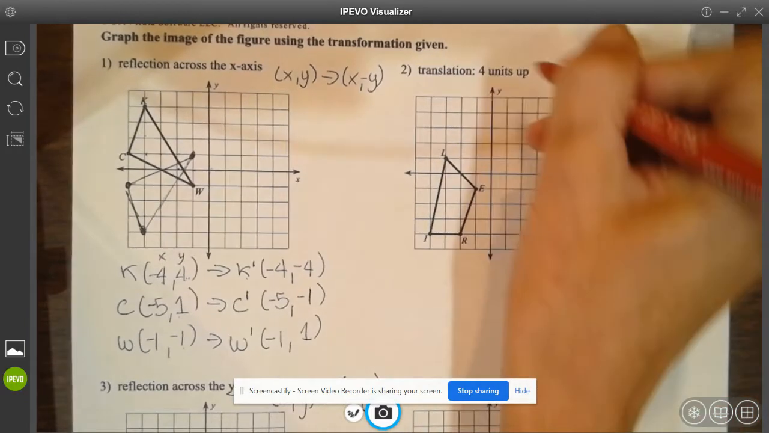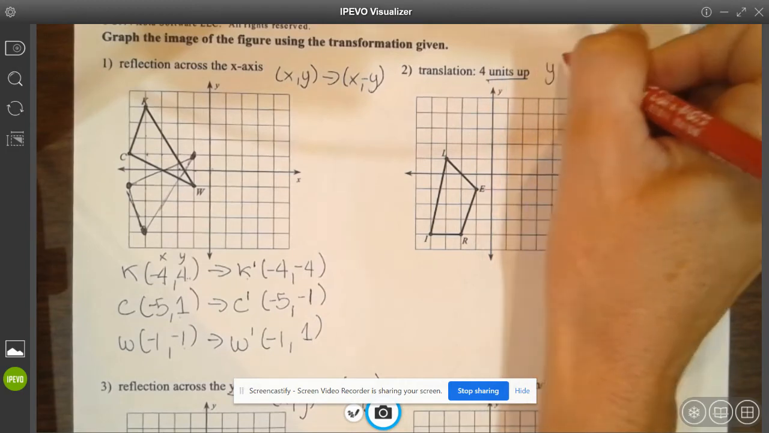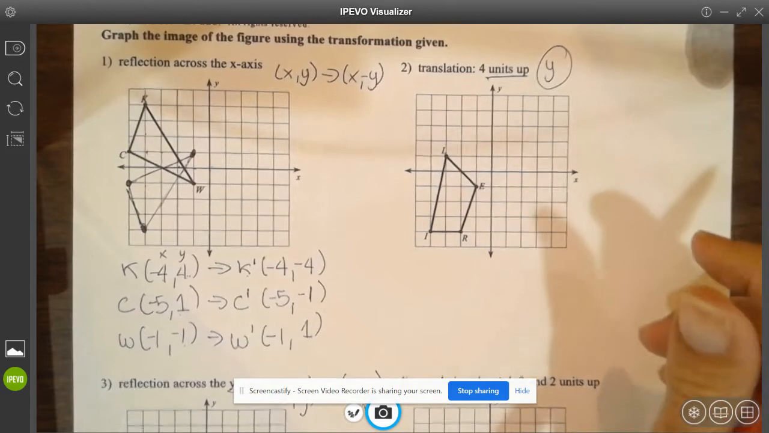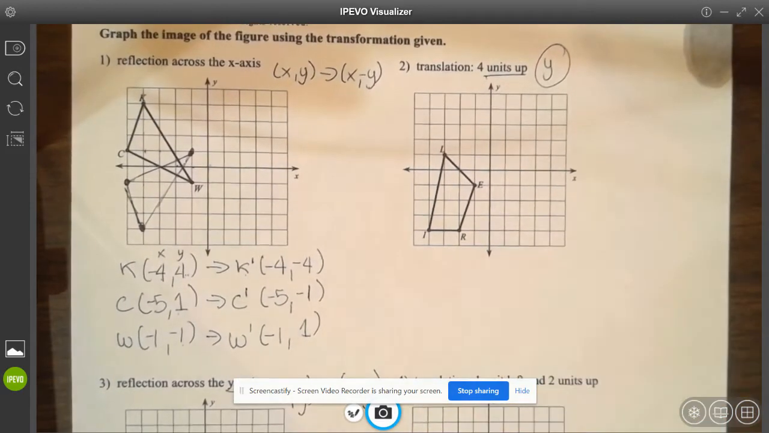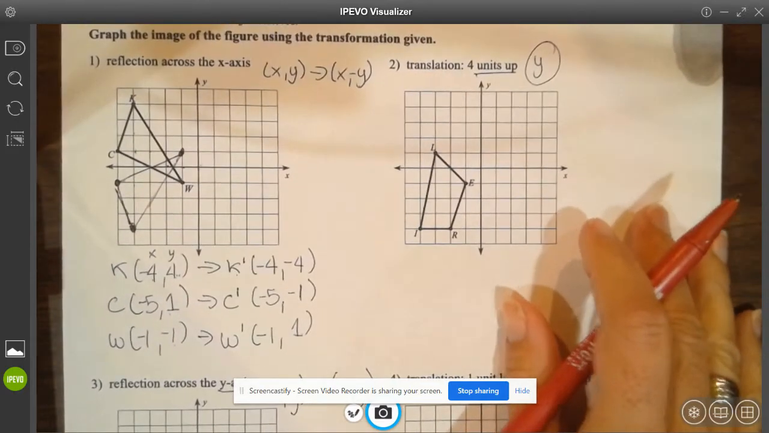So that means that my y is going to change. My y is going to change because it's going up or down. Okay? So let's do that. So in all of them, my y is going to change. Let's find the points. It's easier if you find the points.